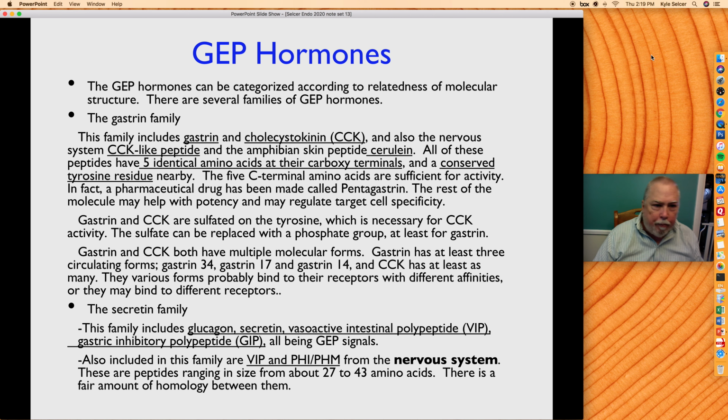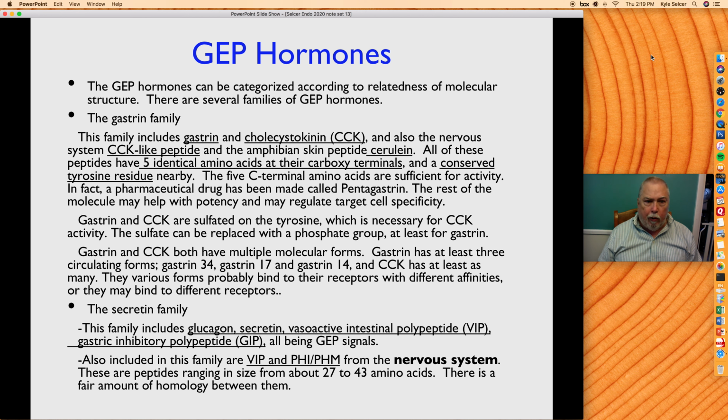All of these, the two that are most important for what we're going to do is gastrin and cholecystokinin. All these have 5 identical amino acids at their carboxy terminals, and they have a conserved tyrosine, either 1 or 2 residues next to that. The 5 C-terminal amino acids are sufficient for activity of most of these hormones, strangely enough. The tyrosine may or may not be necessary.